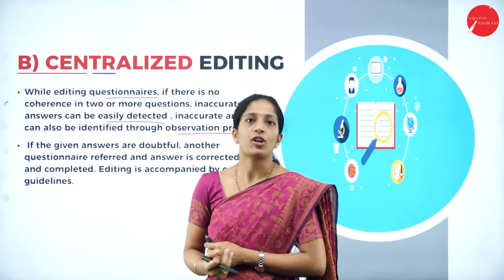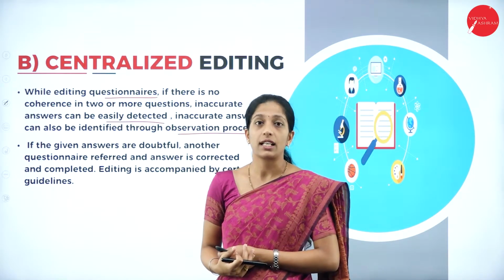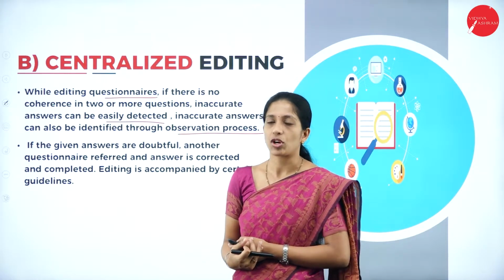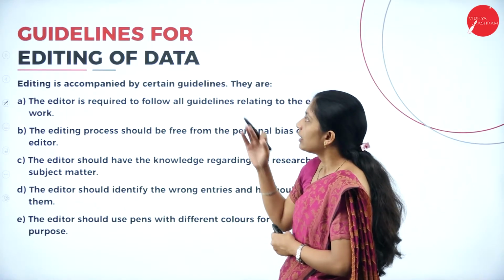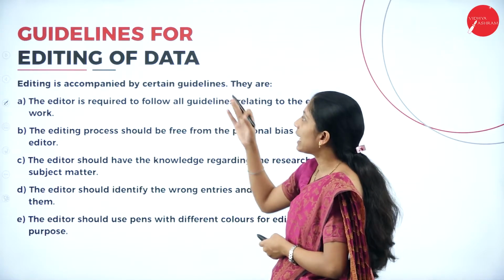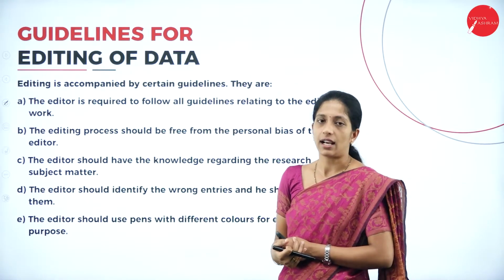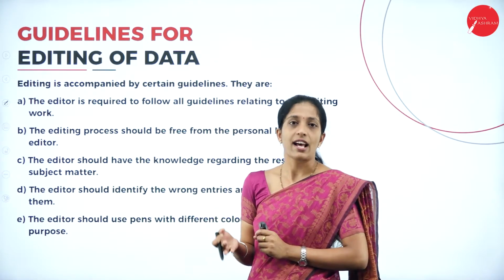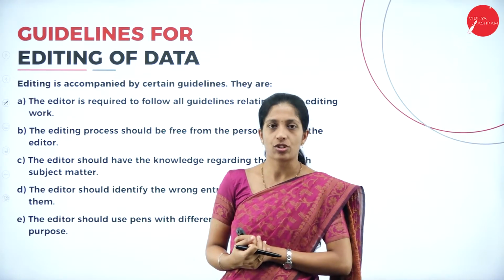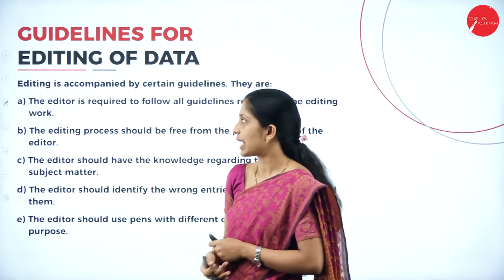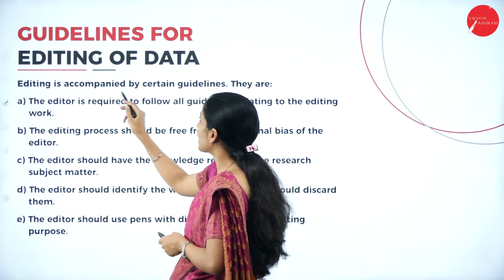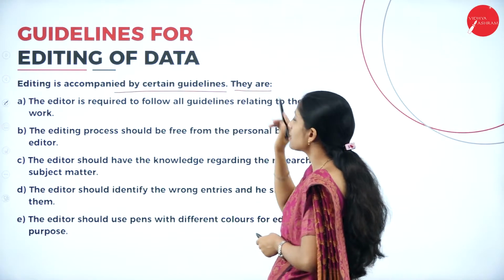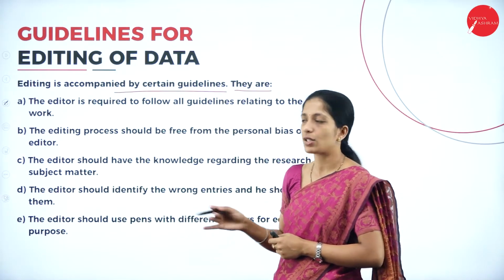So we have learnt about editing and two types of editing, that is field editing and centralized editing. Now coming to the next concept, guidelines for editing of data. What are the guidelines that have to be followed by the researcher while editing the data? Editing is accompanied by certain guidelines. Let us see the guidelines one by one.